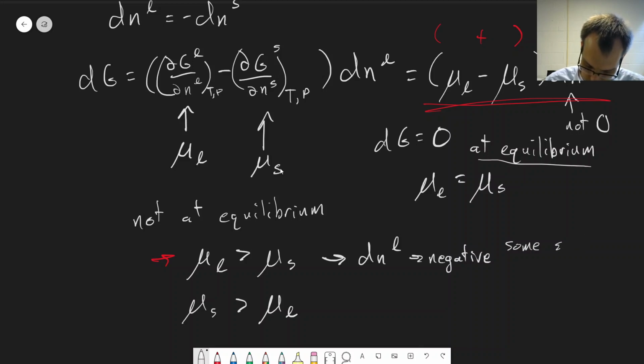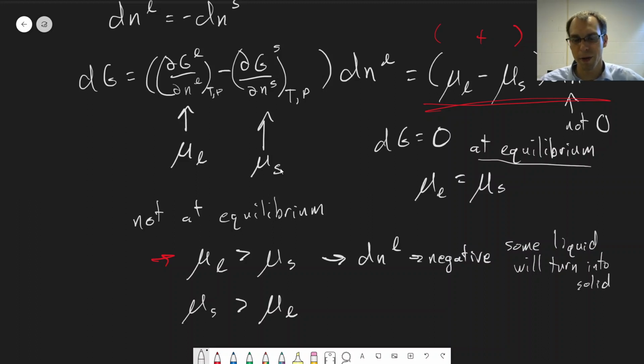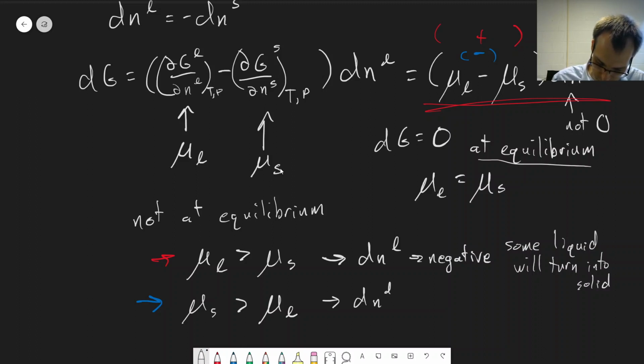which means that some liquid will turn into solid. Because if we have a decrease in the number of moles of liquid, that means there has to be an increase in the number of moles of solid. And for the opposite version here, we get the opposite, right? This will be negative and this will have to be positive. dNL would be positive, which would mean some solid would turn into liquid.